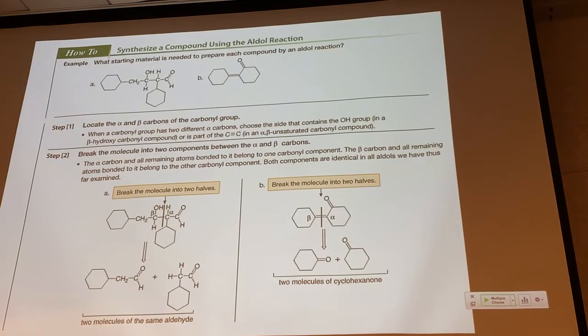Then in the retrosynthetic direction, we're going to break that carbon-carbon bond between the alpha and beta carbons. So we're going to break this bond. Not this one. This is between an alpha and a beta carbon, but not this one. It's between the alpha and the beta carbon bearing the OH. We break that, and you see that this is the aldehyde, or two molecules of the same aldehyde, that would be used to make this particular aldol product. And in the case of the enone, or the alpha-beta unsaturated ketone, we break this carbon-carbon double bond, and that leaves us with two molecules of cyclohexanone that would react to make that product.